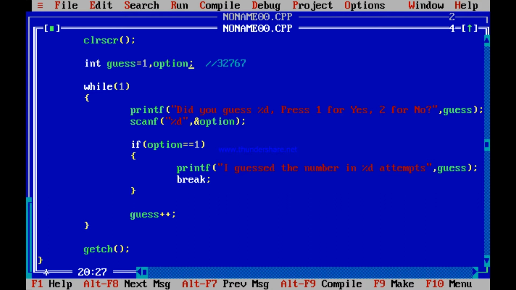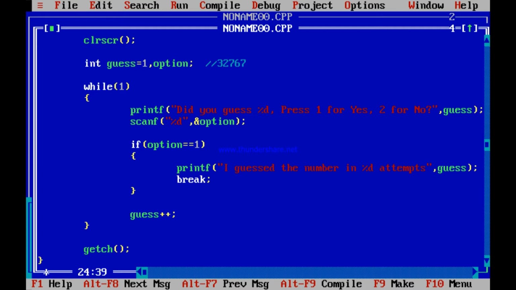Now the thing is, can this be the only way to write this program? Can you reduce the number of steps? You can, provided the user helps you a little bit midway at every step.